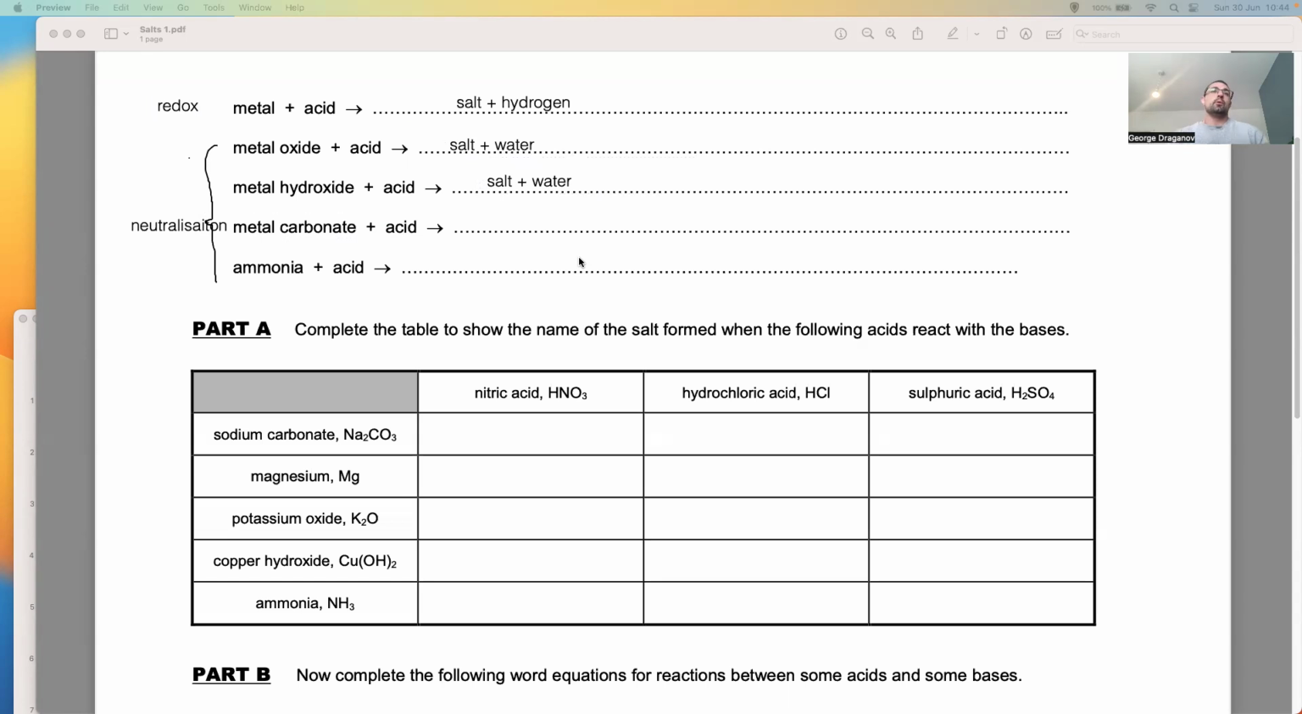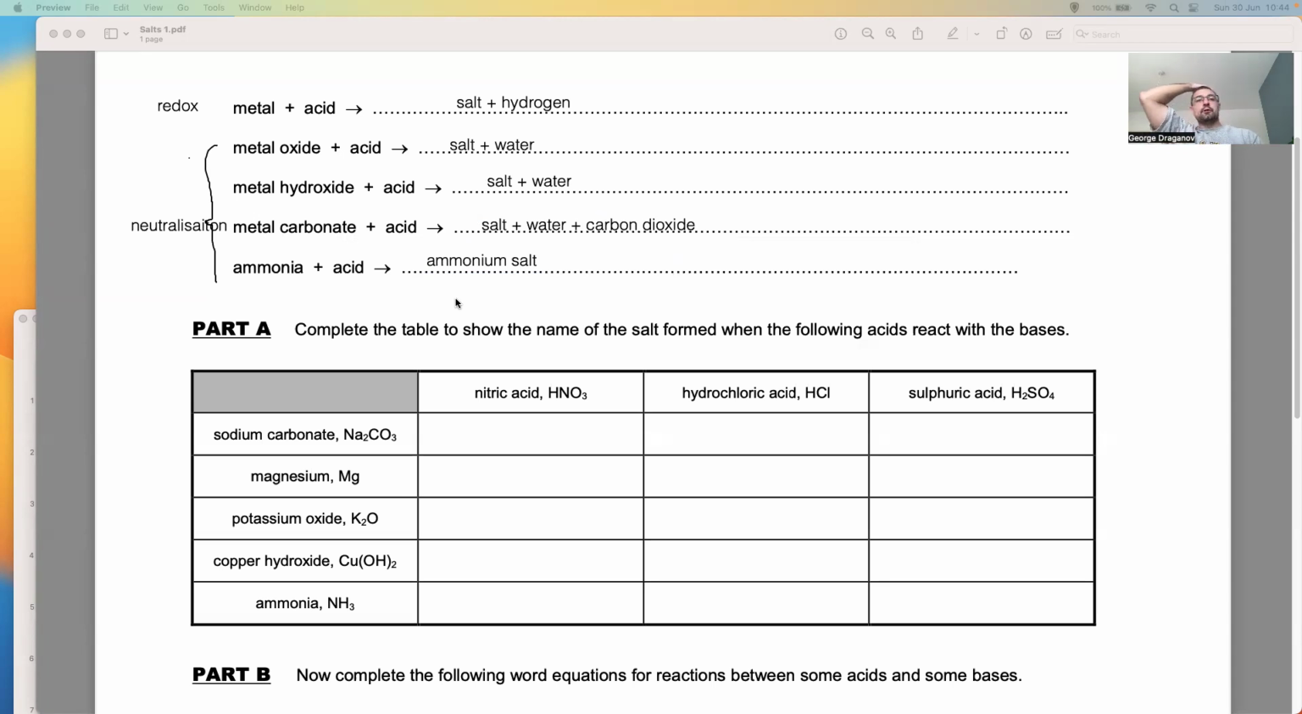The metal carbonate one, because of the carbonate, also forms carbon dioxide. So you form salt plus water plus carbon dioxide. And the ammonia plus acid only makes a salt, an ammonium salt. So for example, ammonium chloride, ammonium sulfate, ammonium nitrate. So you need to be able to put your hand like this and know these things by heart in order to apply them. And then it becomes quite easy.